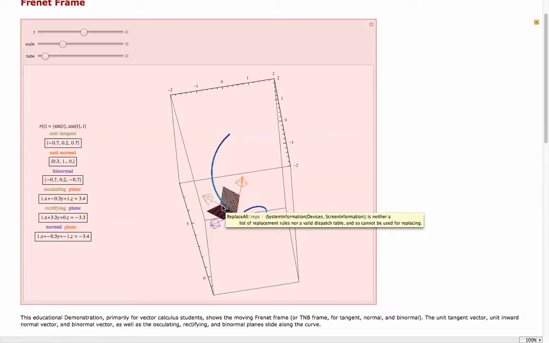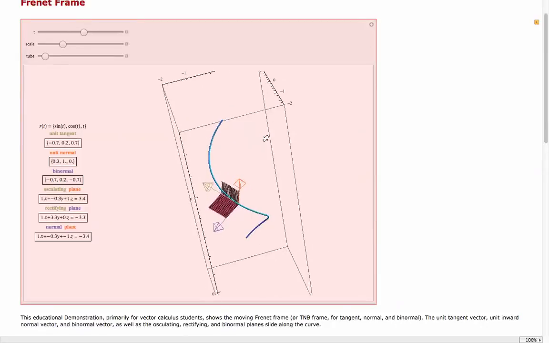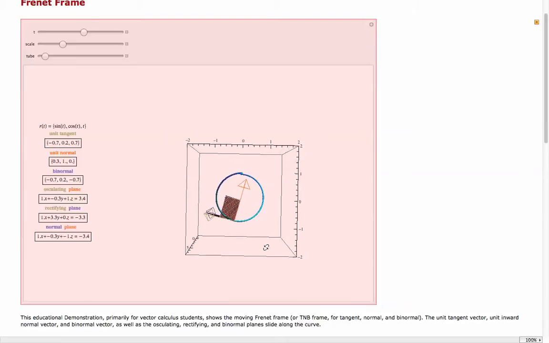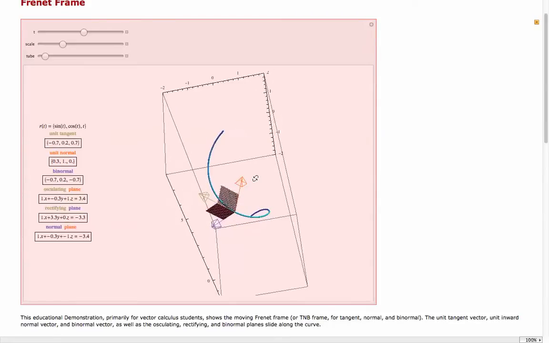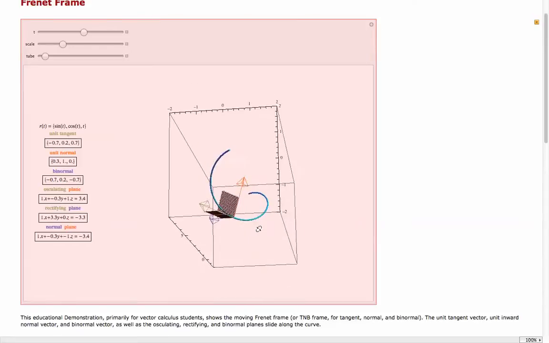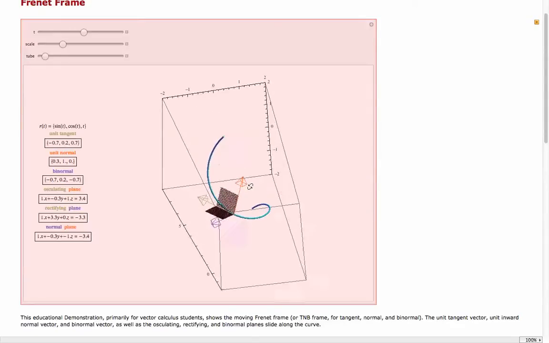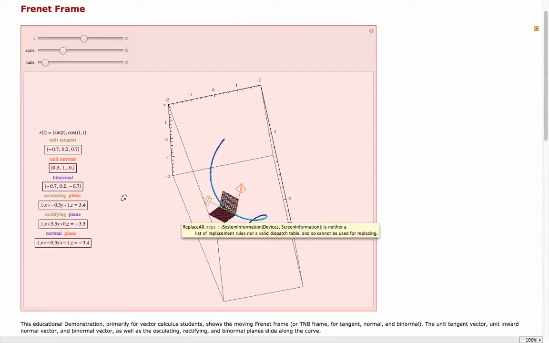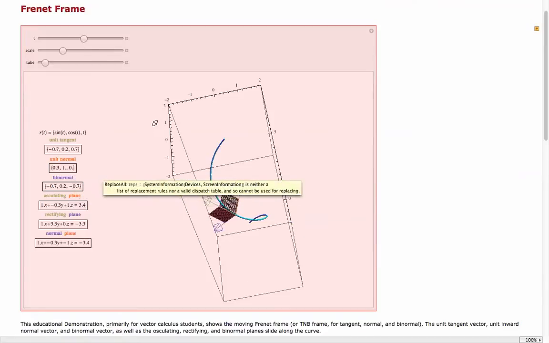The orange and purple are both normal to that, but if we look from the top down, the orange one seems to be normal to the green one, but pointing towards the center of what might be the osculating circle, right? So we're going to say that the orange one is the unit normal vector, which leaves the purple one to be nothing but, oh, here it is, the binormal. Now you see this error message coming up all the time.